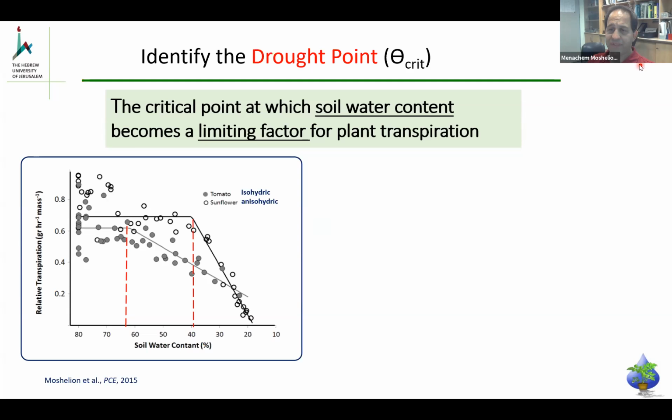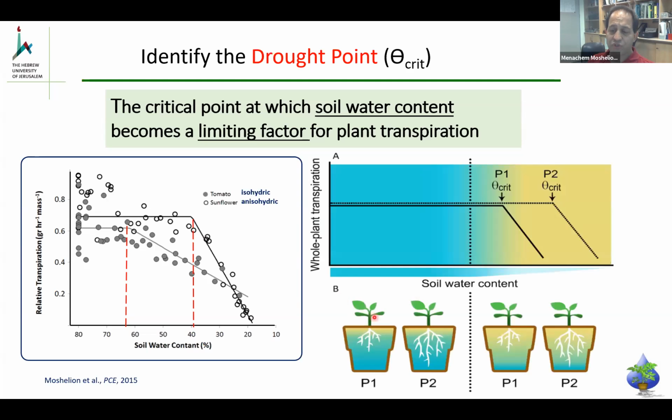Let me show you another example. Let's say I'm grafting a shoot, let's say a tomato shoot, on different rootstocks. So if I measure now transpiration, this is again transpiration. Then under well-irrigated condition here, I will see similar transpiration rate. Now let's say that here I will reduce the water in the soil.